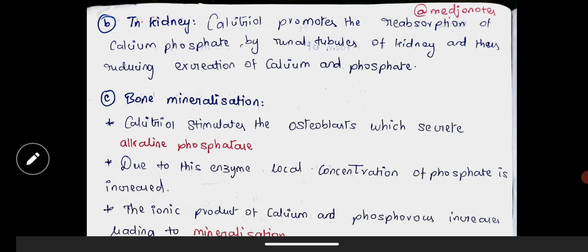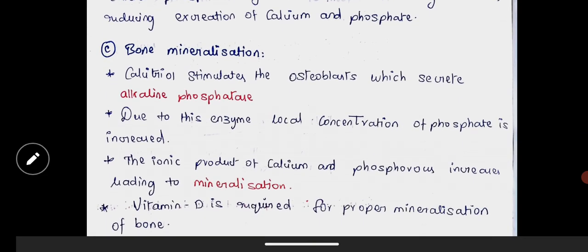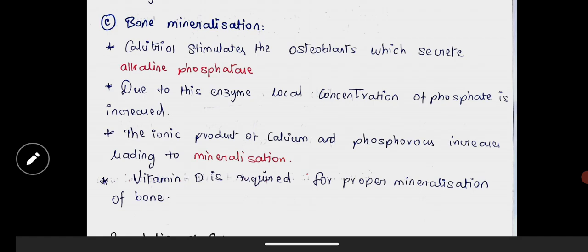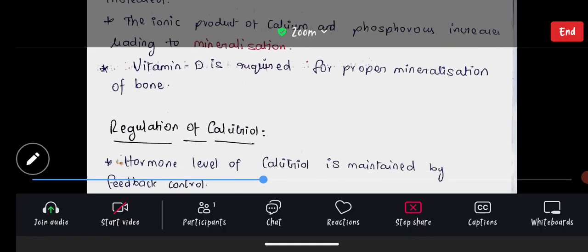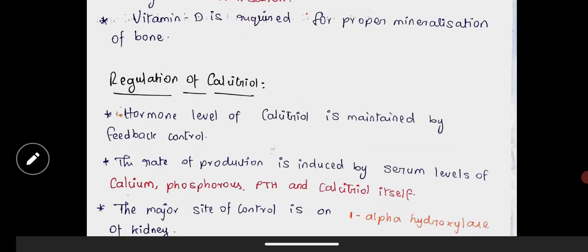In the intestine, calcitriol increases calcium absorption; in the kidney, it increases reabsorption of calcium and thus decreases the excretion of calcium; and in bone, it supports proper mineralization. Okay. Then regulation of calcitriol. The hormone level of calcitriol is maintained by feedback control.